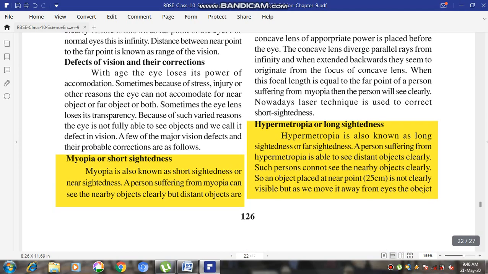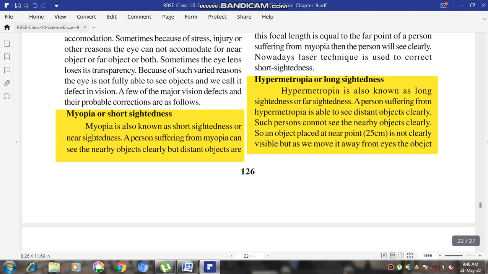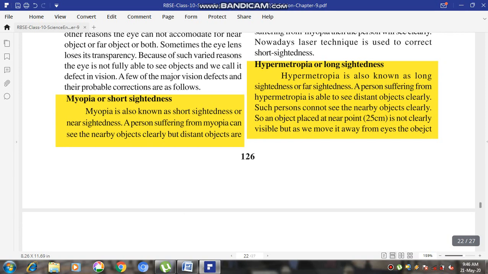The same thing happens in hypermetropia, but with a little change. Hypermetropia is also known as long-sightedness or far-sightedness. It means a person suffering from hypermetropia is able to see distant objects very clearly, but does not see nearby objects clearly.